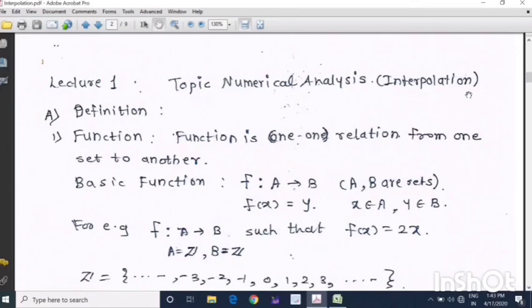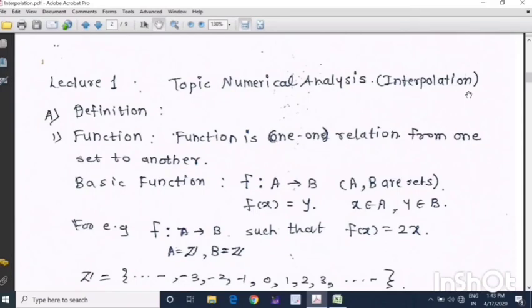Generally we define f(x) = y. We write f of x, so do not read it as fx. It is f of x equal to y, where x belongs to the first set A, which is called the domain, and the second set B, which is called the codomain. Here this set B is also called the image set.